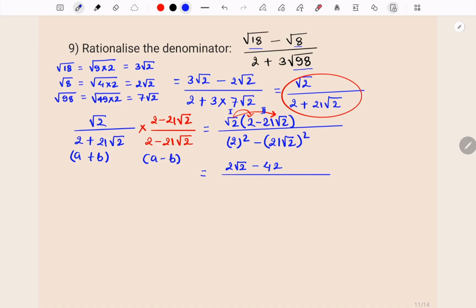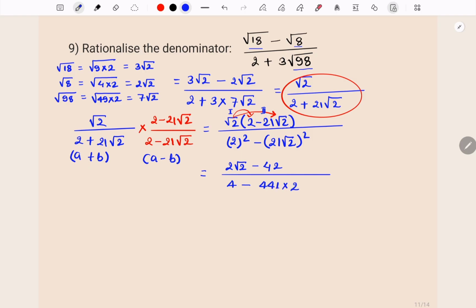Let's solve the denominator part. Here 2 squared is 4, and this is 21 root 2 whole squared. 21 root 2 whole squared is actually 21 times 21 and root 2 times root 2. Root 2 times root 2 is 2 and 21 squared is 441.